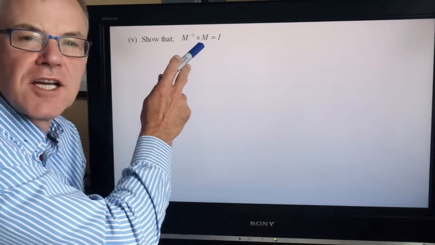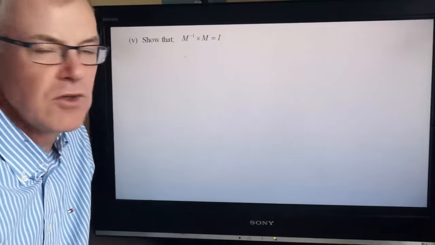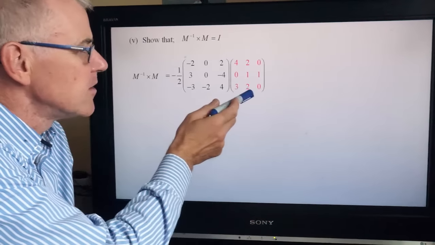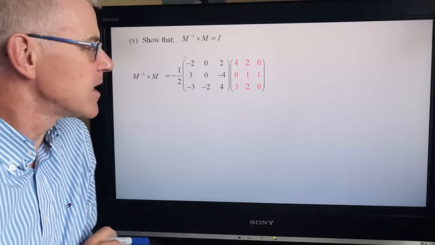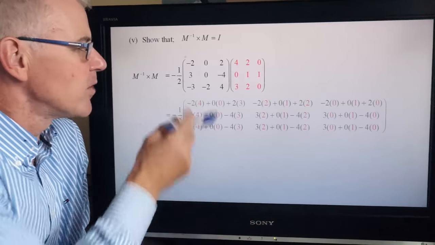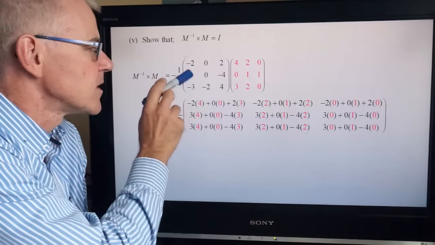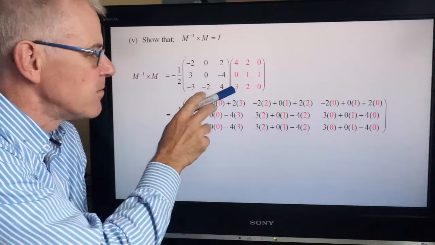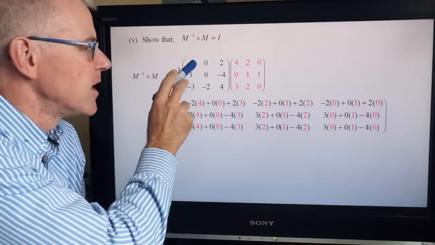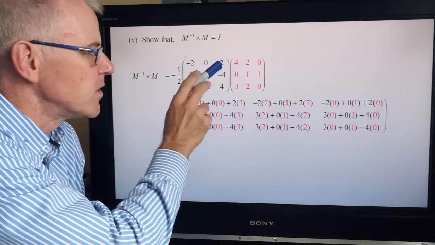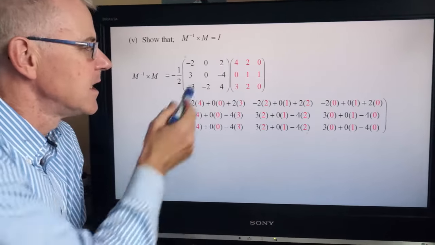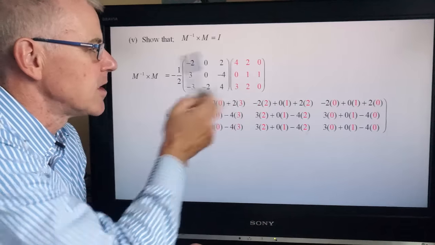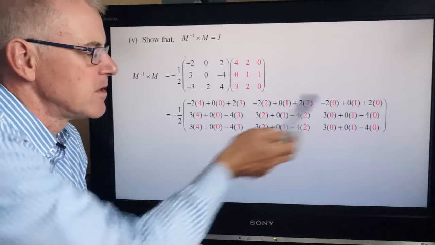Now, in the last part of the question, we were asked to show that the product of the inverse times the original matrix is equal to the unit matrix. So here we have the inverse, here's the original matrix. If we multiply these two together, remember we have the first row times the first column, so it'll be minus 2 times 4, 0 times 0, 2 times 3 for the first element, minus 2 times 2, 0 times 1, 2 times 2 for the second element, the first row by the third column for the third element, which would be minus 2 times 0, 0 times 1, and 2 times 0.